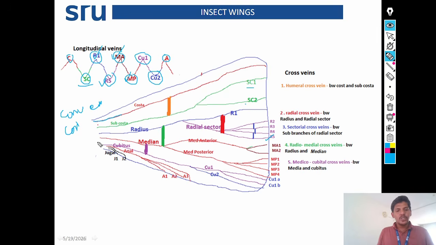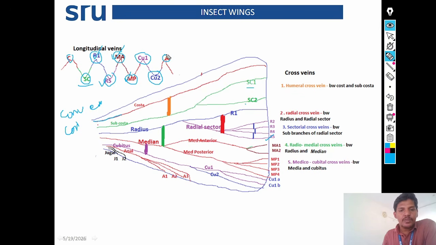Next longitudinal vein is median. It is divided into median anterior and median posterior. Median anterior is again divided into MA1 and MA2. Median posterior has MP1, MP2, MP3 and MP4. Next cubitus. Cubitus is divided into cubitus 1 and cubitus 2. In cubitus 1, cubitus 1A and cubitus 1B, two sub-branches are there.